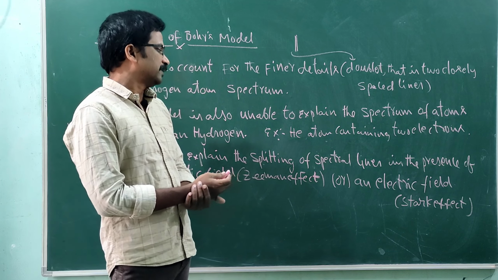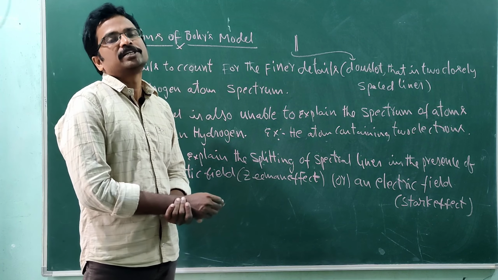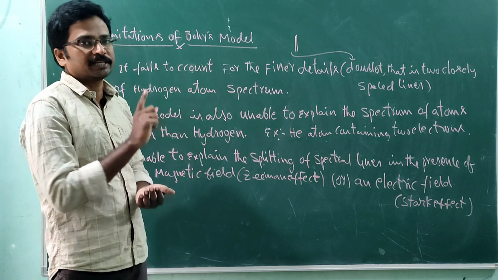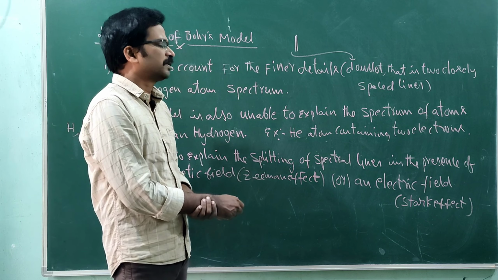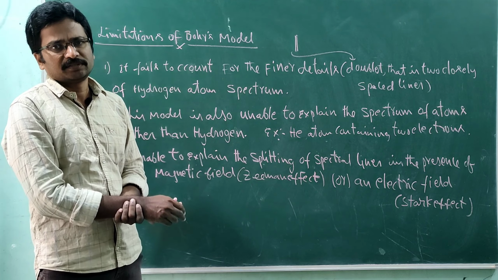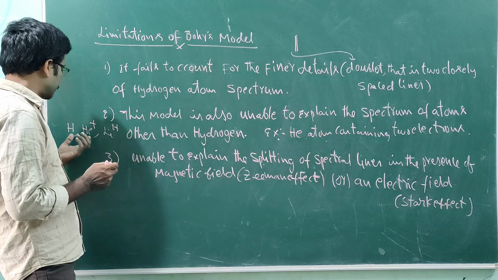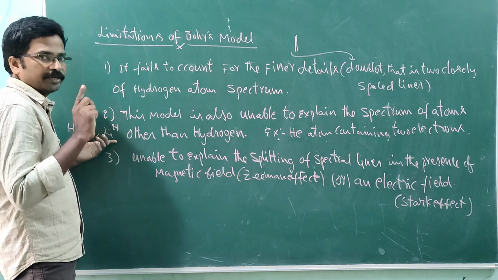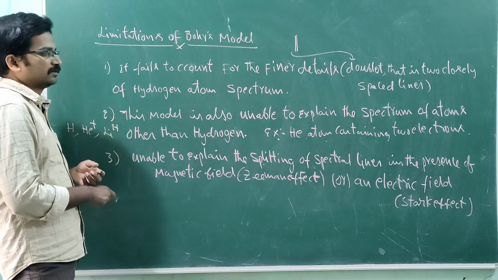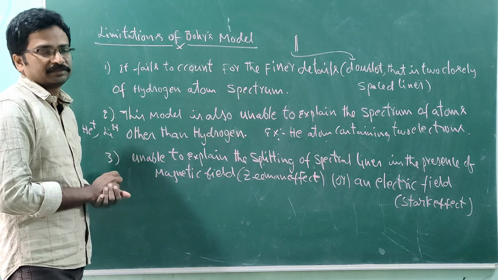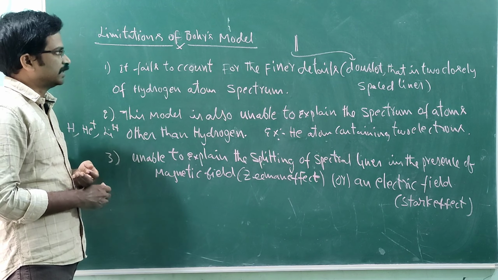The spectra of species with more than one electron are not explained by the Bohr model. It can explain the spectrum of one-electron species, but it cannot explain the spectrum of helium, lithium, and so on. The atom or ion should contain just one electron. More than one electron it cannot explain. So this is a limitation regarding the Bohr model.